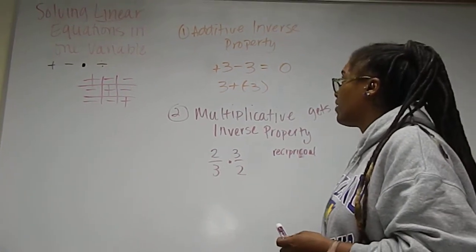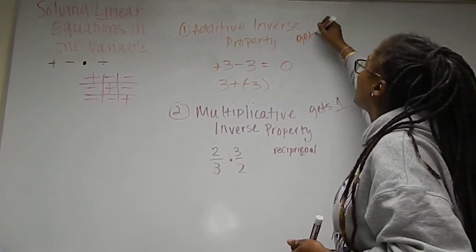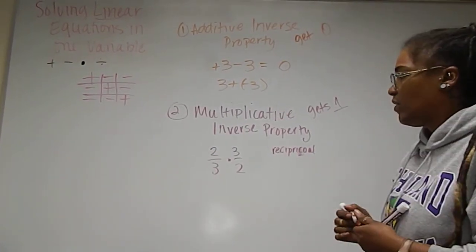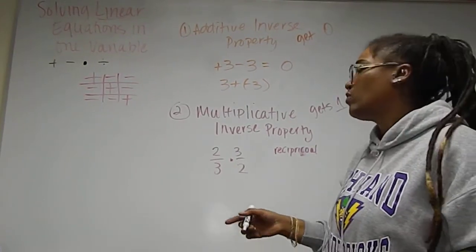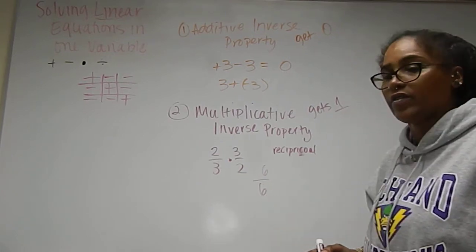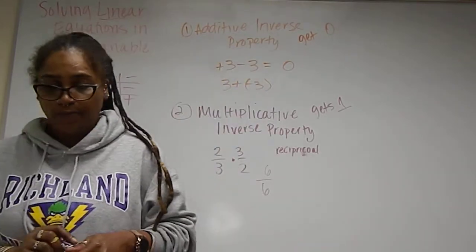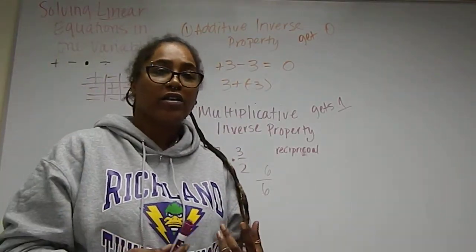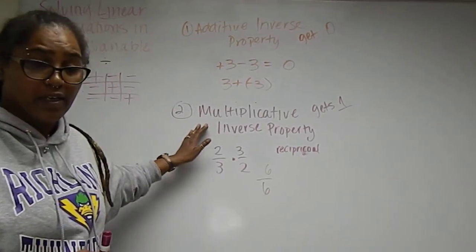And remember the additive inverse property, you get 0. Right? And so again, that's because you know anything divided by itself is equal to 1. 2 times 3 is 6. 3 times 2 is 6. 6 over 6 is the value of 1. So anytime you need the value of 1, you can always use the multiplicative inverse property, okay?